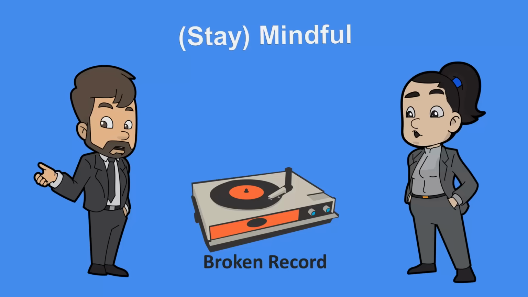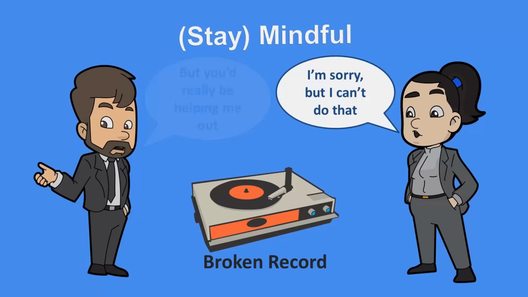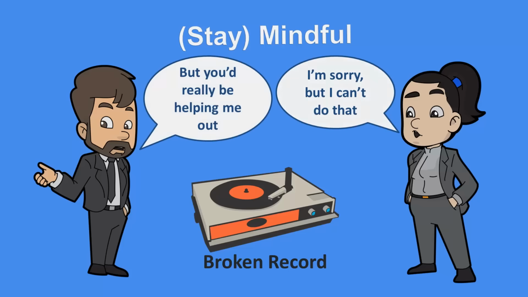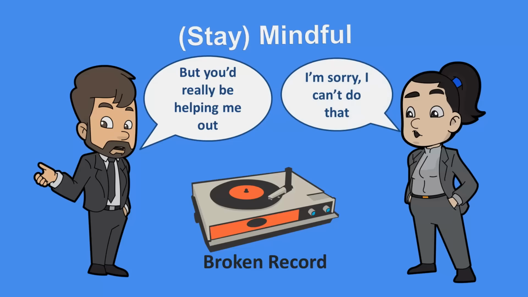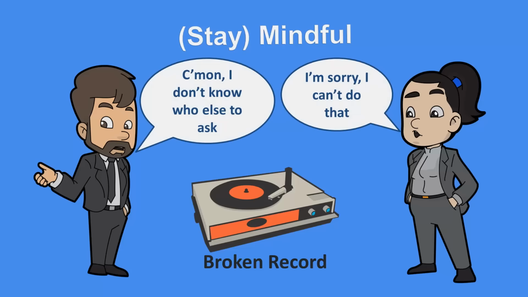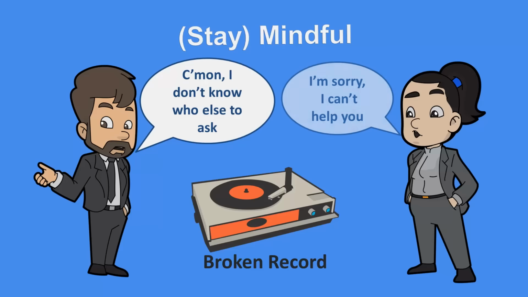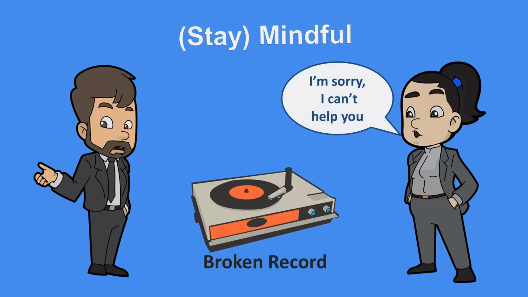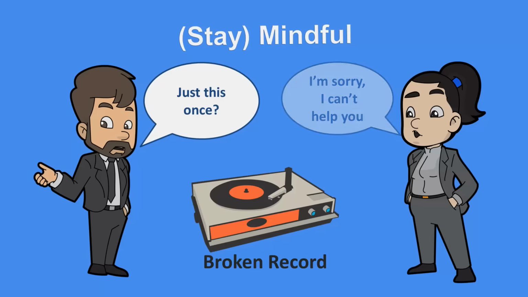If you're saying no, then every time they try to convince you to change your mind, just repeat, I'm sorry, I can't do that. But you'd really be helping me out. I'm sorry, I can't do that. Come on, I don't know who else to ask. I'm sorry, I can't help you. Just this once? I'm sorry, I can't.